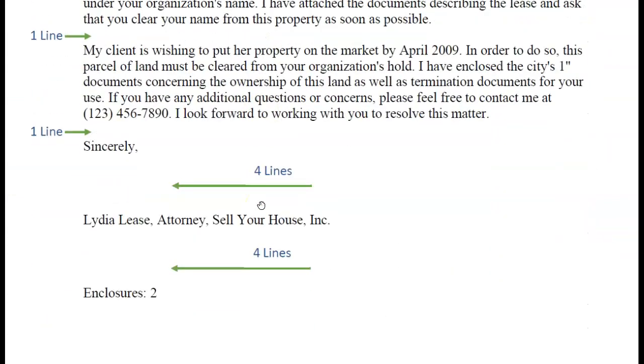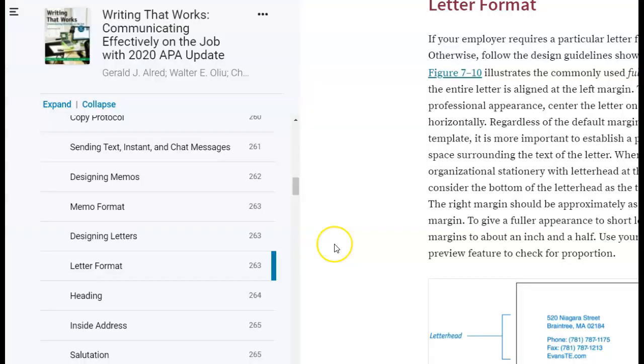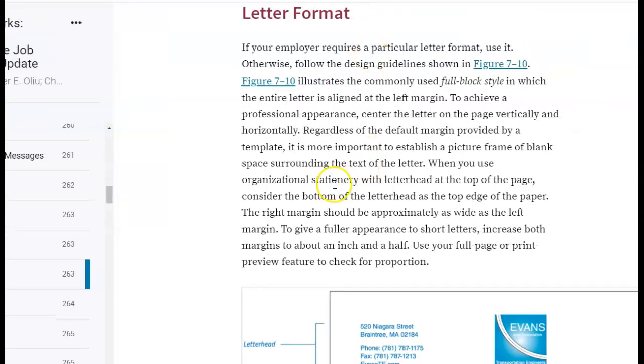After the body of the letter, there is a double space and then the signature block, Sincerely, comma, then your name. In this case, we're going to be enclosing a resume, so you would want to consider including an enclosures line, Enclosures: resume. More information, of course, can be found in your textbook. On page 263, there is a discussion of business letter format.